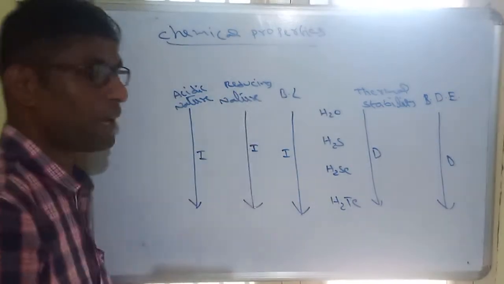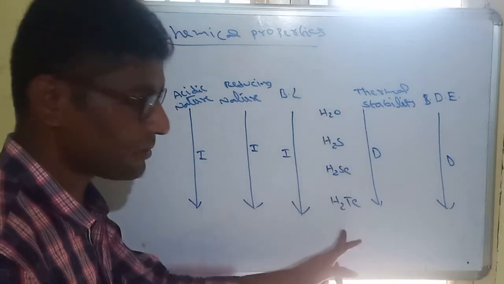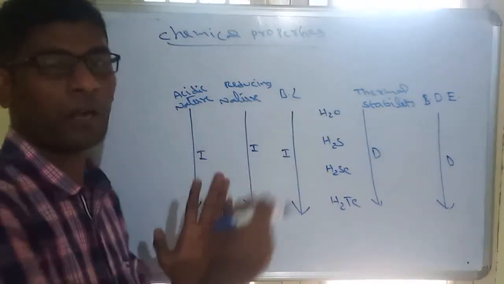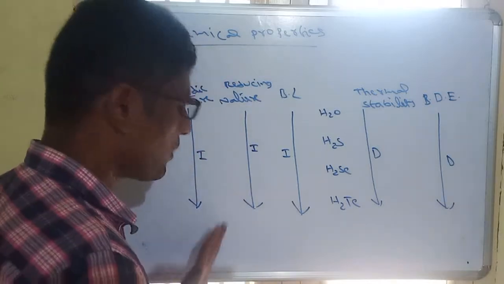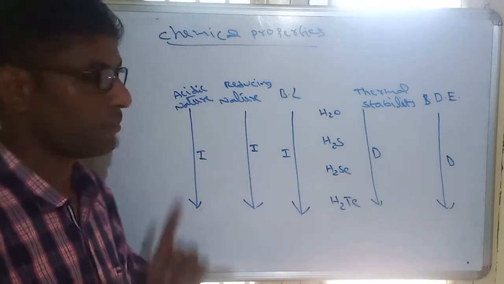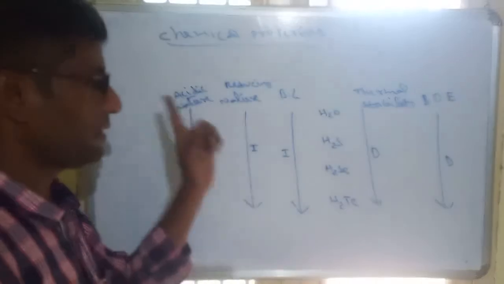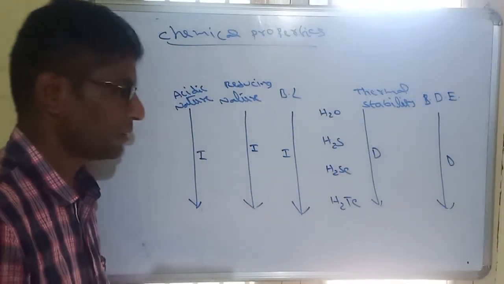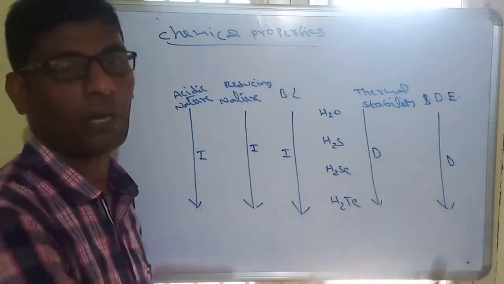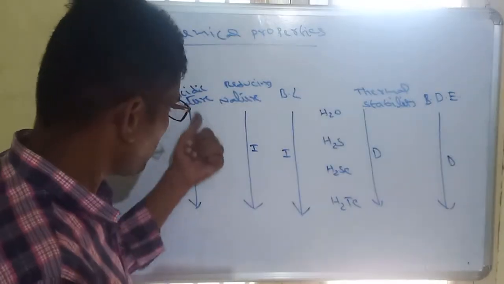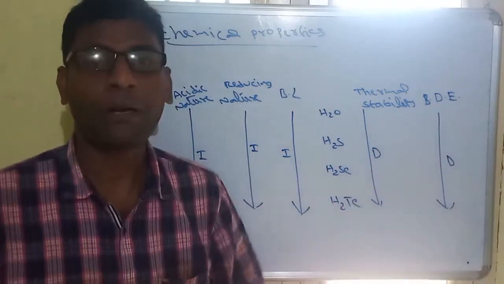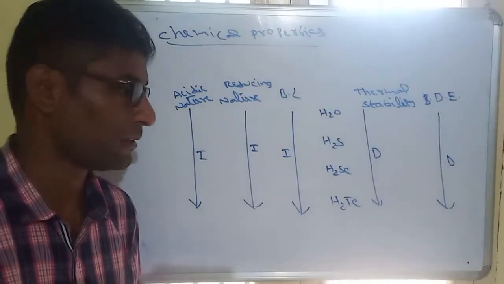But when you come to hydrides, in hydrides, acidic character increases left to right and also increases top to bottom. So remember, only for hydrides, acidic character increases both left to right and top to bottom. Left to right it increases due to electronegativity, whereas top to bottom it increases due to decreasing bond dissociation energy.